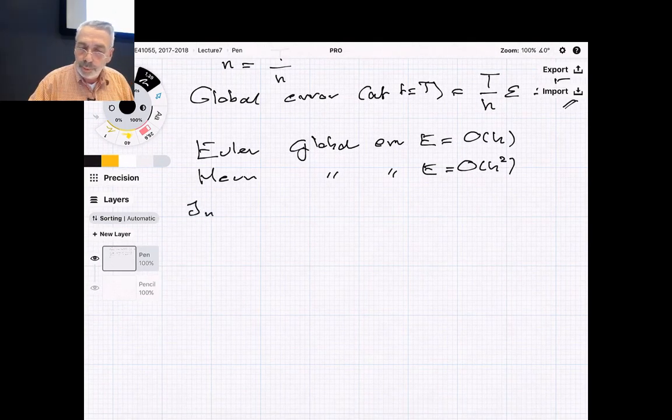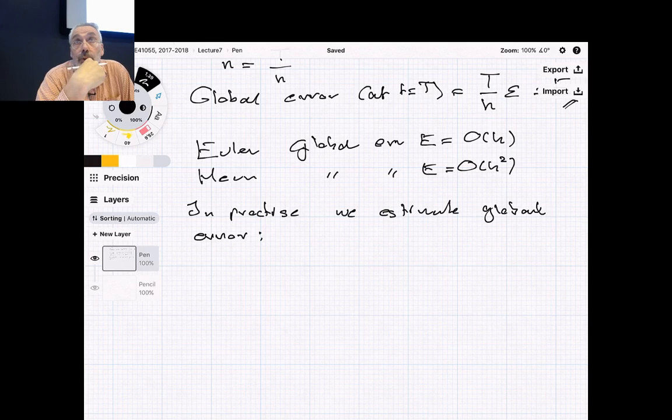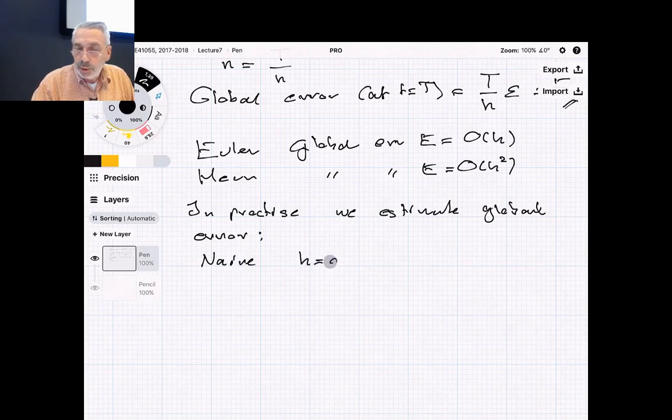So in practice, we estimate the global error. And how do we estimate the global error? Well, if I would have an idea, then I would just calculate with a step size, and I would take half the step size and do it again, and then look at the results. So a naive way, again, would be: you take a step size, for instance this one, and then you get the result.